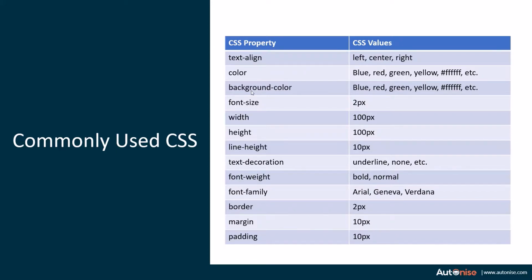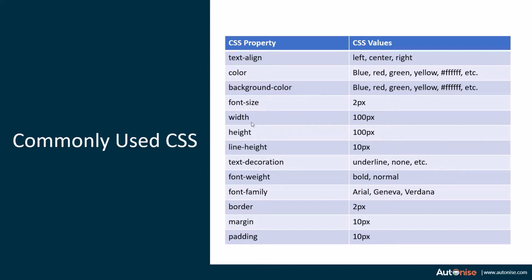Then there is the background color. Unlike the color, which is used to specify the text color, the background color property is used to specify the color of the background. It takes all the same values as the color property. Now let's have a look at font size. Font size sets the size of your text. You can specify your font size in terms of the number of pixels.